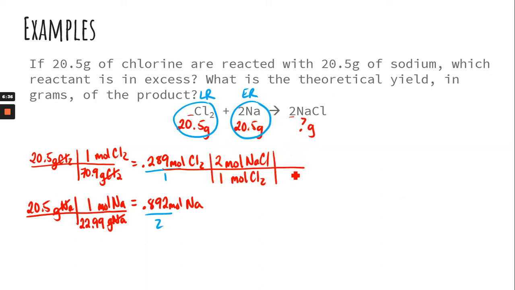Then we want to go to grams. So we would pull moles of sodium chloride to the bottom, grams of sodium chloride on the top. 1 mole, and then sodium plus chlorine is 58.44 grams. Multiply and divide across will cancel out your moles, leaving you with grams of sodium chloride. So the answer then would be 33.8 grams.